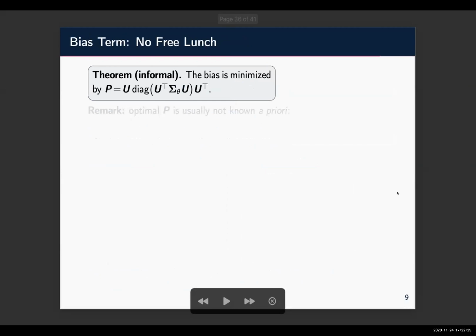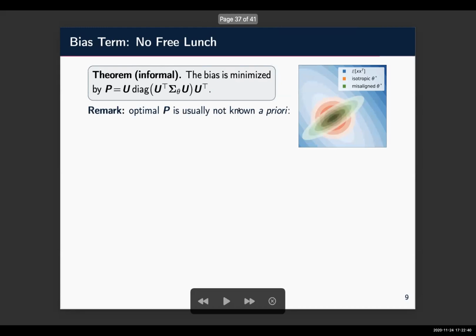So now for the bias term. We show that under certain assumptions, the optimal preconditioner is going to depend on the target covariance sigma theta, and also the eigenvectors of the feature covariance U. So U is the eigenvector matrix of sigma x. In practice, the orientation of the true parameters sigma theta is usually not known. So you can interpret this as a no free lunch result.